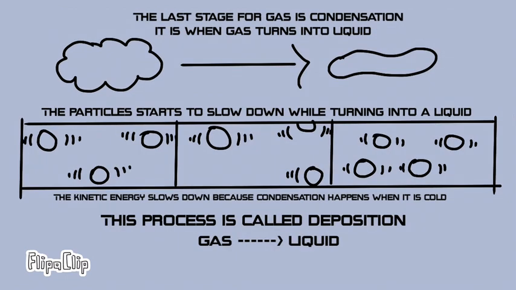The last stage for gas is condensation. It is when gas turns into a liquid. The particles start to slow down while turning into a liquid. The kinetic energy slows down because condensation happens when it's cold. This process is called condensation, a gas to a liquid.